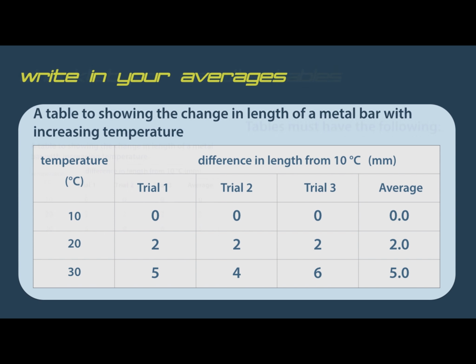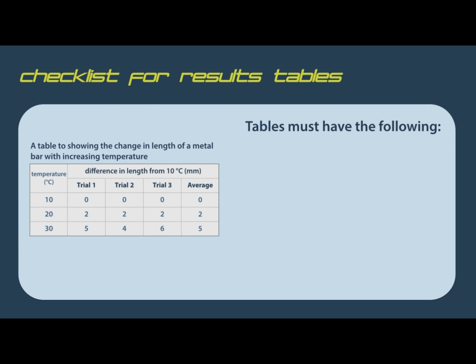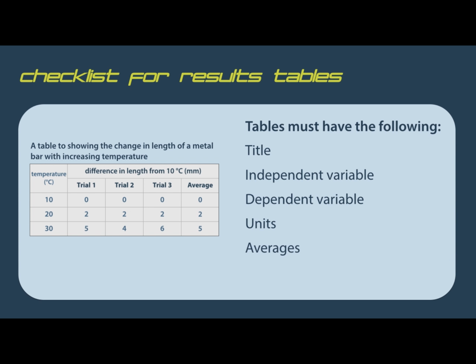To summarise, whenever you draw a results table, it must have the following: a title which informs the reader what's in the table, your independent variable and dependent variables in the headings of the table, the units for these headings, and your calculated averages.